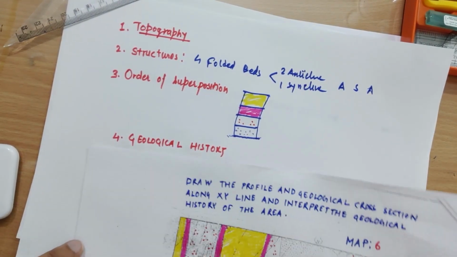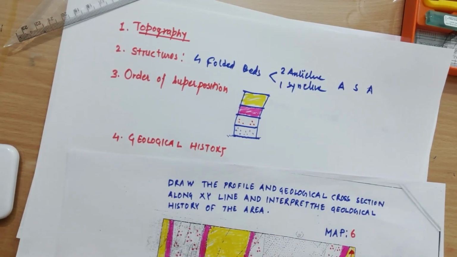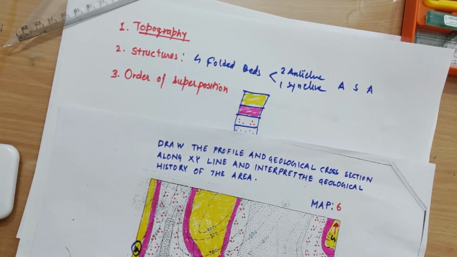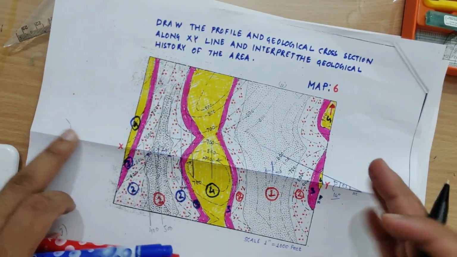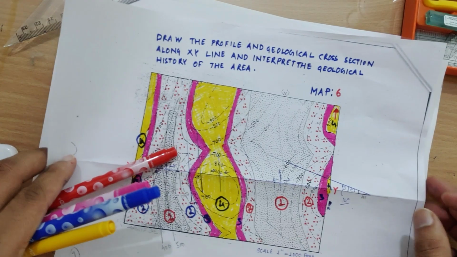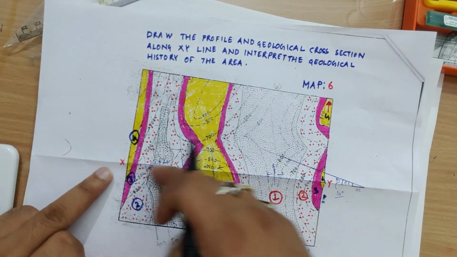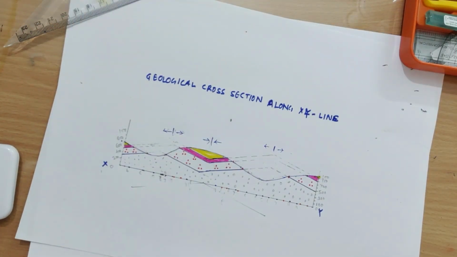So now we can interpret the geological history: bed number 1 must have been deposited unconformably over the basement. Then beds number 2, 3 and 4 must have been deposited conformably. Then the area must have been put under ductile compression that produced the folds in the area. Then the area was uplifted, tilted and eroded to form the present day landscape which looks like this. And if we draw the cross section along this line XY, the cross section looks like this.